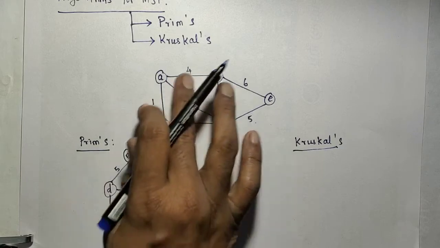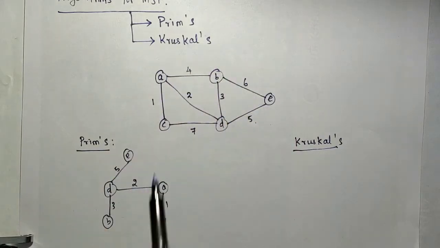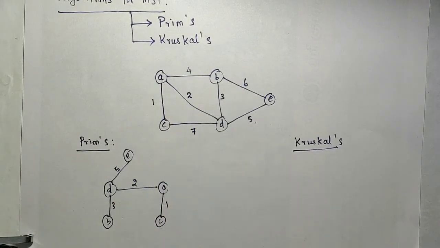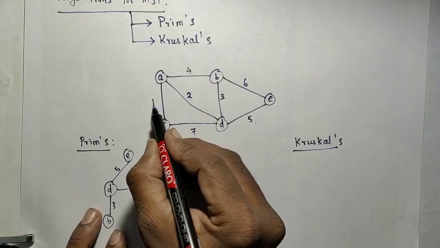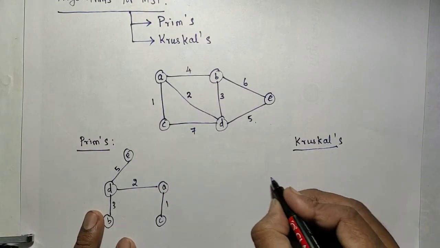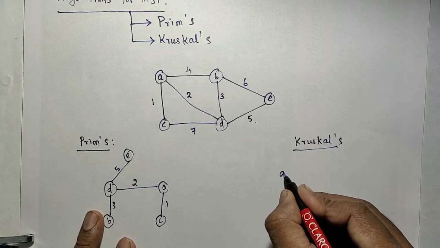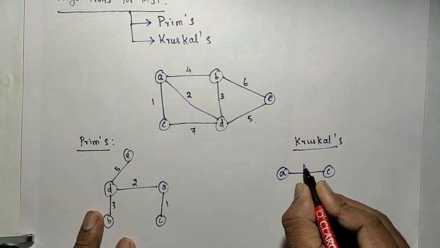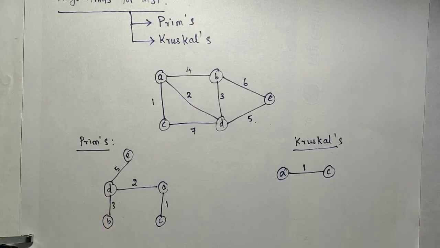Just sort all the edges in ascending order. Ascending order means 1, 2, 3, 4, 5, 6, 7. In this order we need to consider them. We need to add the edges one by one in that order to the resultant spanning tree if it is not forming a cycle. That's all. If it is not forming a cycle, you can add it. So the least cost is 1. You add that into the result, A to C, if it is not forming a cycle. It is not forming a cycle, so you can add.